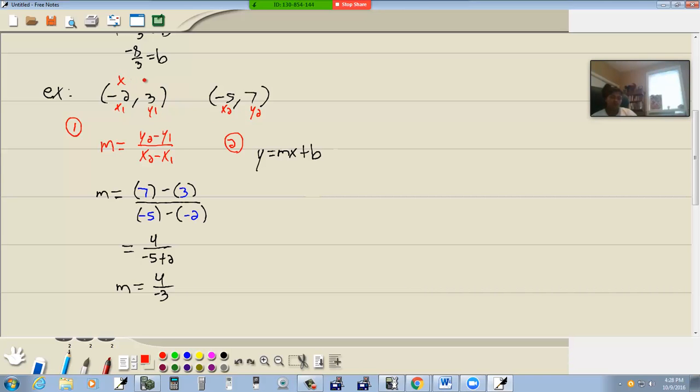So I'll plug this in for x, I'll plug this in for y. So I got 3 here. m we just said was 4 over negative 3. x was negative 2 plus b. And then we want to solve for b. Well, negative negative gives us a positive. 4 times 2 is 8, so that gives us 8/3.